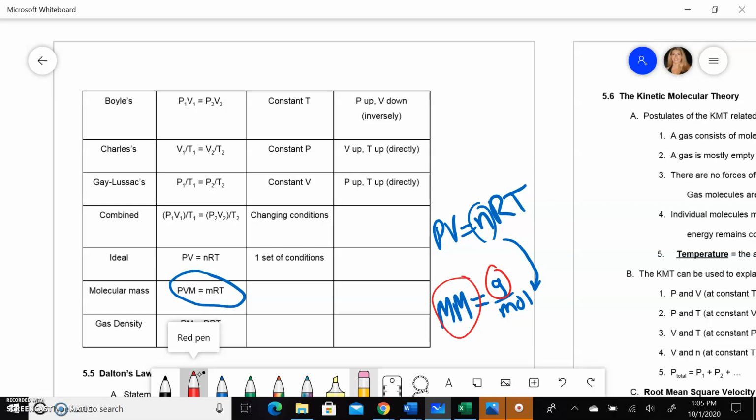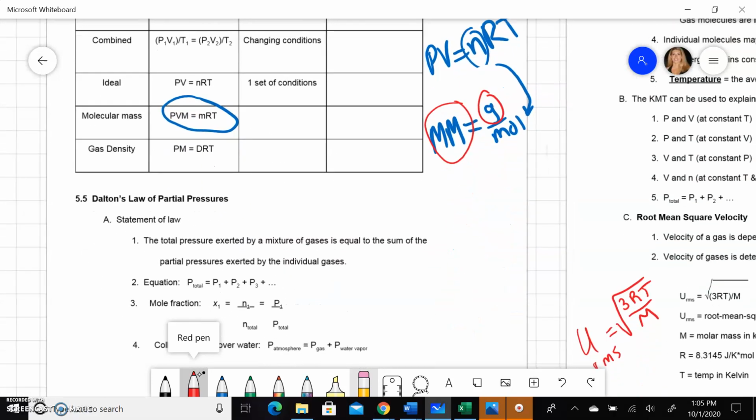So I prefer to do 2 equations because the double M in that confuses me, and I can't ever remember which one is which. But if you like to use the other one that I circled in blue, just keep in mind that the lowercase m stands for mass, which is in grams, and then the capital M is molar mass from the periodic table. That's the grams per mole.